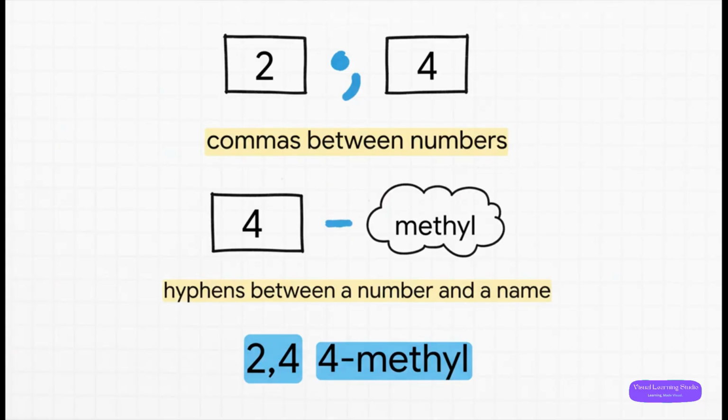All right, one last little pro tip. And this one is about not losing silly marks. Punctuation. It's so easy. You always use commas to separate numbers from other numbers, like 2,4. And you always use hyphens, or dashes, to separate a number from a word. That's it. It's a tiny detail, but it makes your answer look professional.